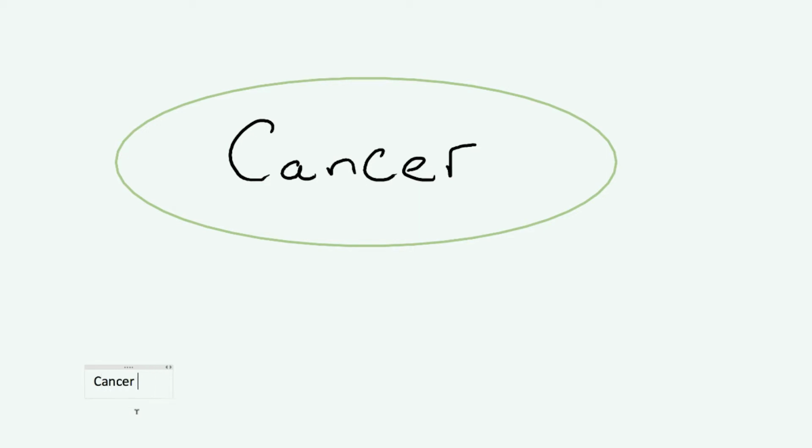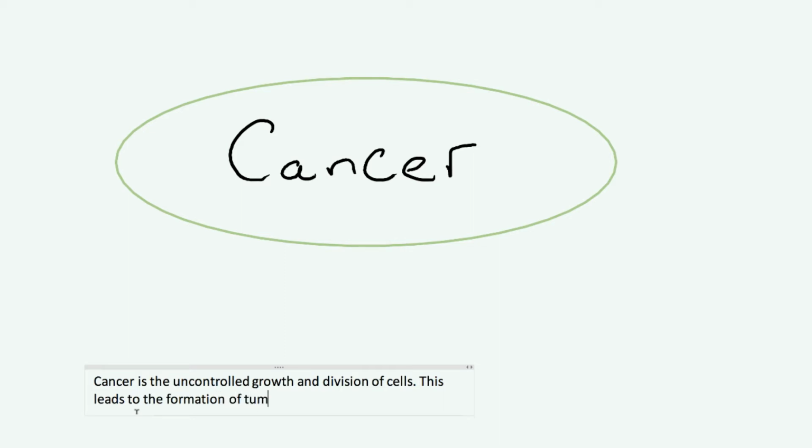Well, cancer is the uncontrolled growth and division of cells. Okay? Sounds very simple, and actually it is, right? It's the uncontrolled growth and division of cells, okay, which results obviously in the formation of tumours. Okay, so this leads to the formation of tumours. Right. So that's obviously a bad thing.